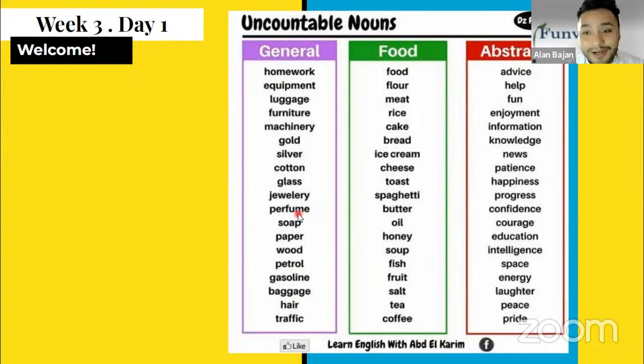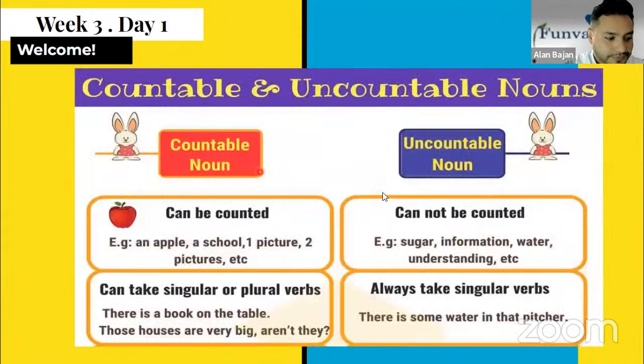Perfume, it's an uncountable noun. And you can say, teacher, but I have 2 bottles of perfume. Well, you're saying bottles, and bottles is a countable noun. You cannot say I have 2 perfumes. You cannot pluralize uncountable nouns. With countable nouns, you can pluralize: apples, schools, pictures. But with uncountable nouns, only singular.